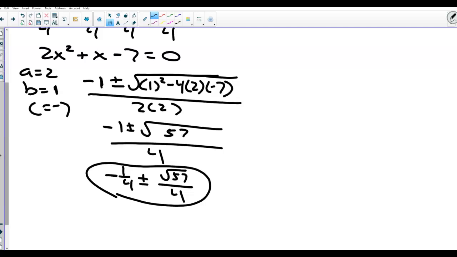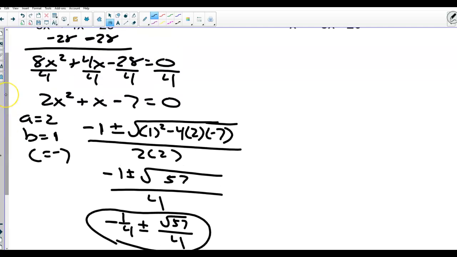If you didn't take the GCF out, you should get to the same answer, but you're going to have a 16 on the bottom, a 4 here, and the radical is going to be much higher.